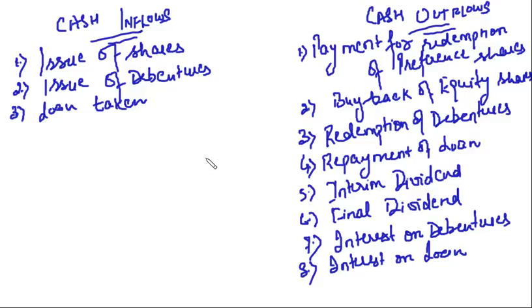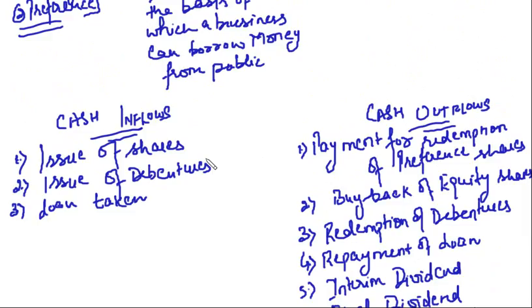Now, one important point here is that in case of issue of shares, it can be at a premium. That means a 100 rupees share can be sold at 105 rupees. Right? That means for one share, people are ready to give you 105 instead of 100 rupees.